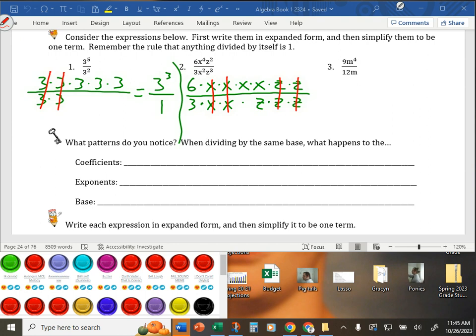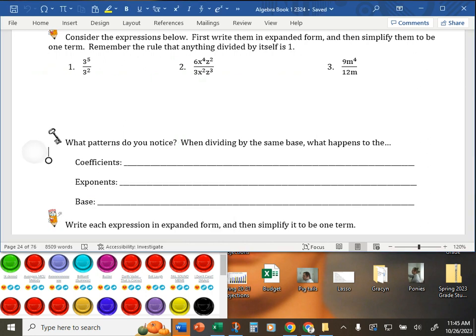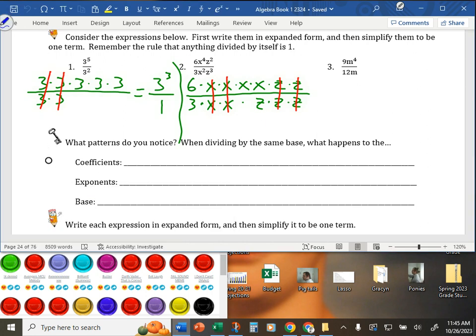How about my 6 and 3? What can I do with my 6 and 3? They're coefficients. They're not powers. They're not bases. What do you think, Nolan? Divide them. I'll give you a button for that. We treat it like a fraction because it is a fraction, right? What is 6 divided by 3 simplified to be? 2 over 1. We divide 6 by 3, divide 3 by 3, and we're left with 2 over 1. Right?